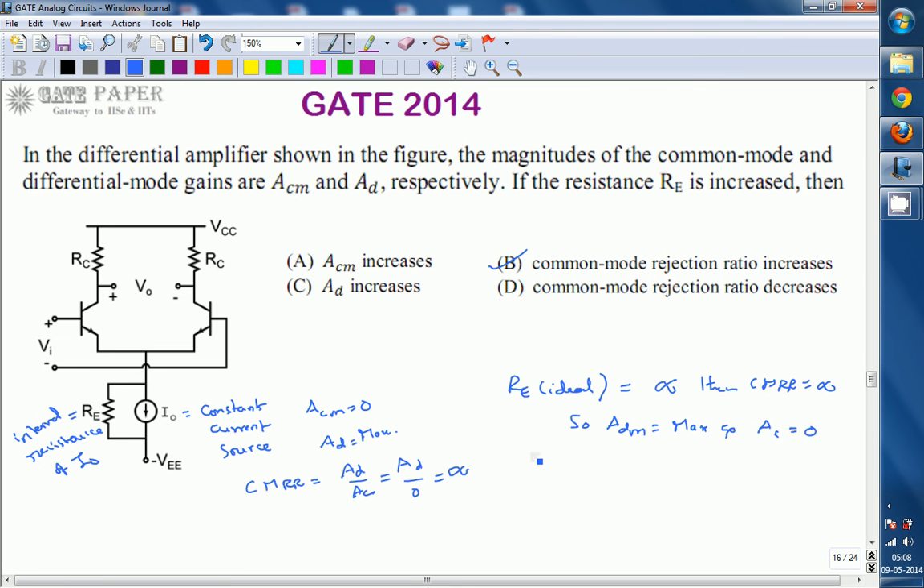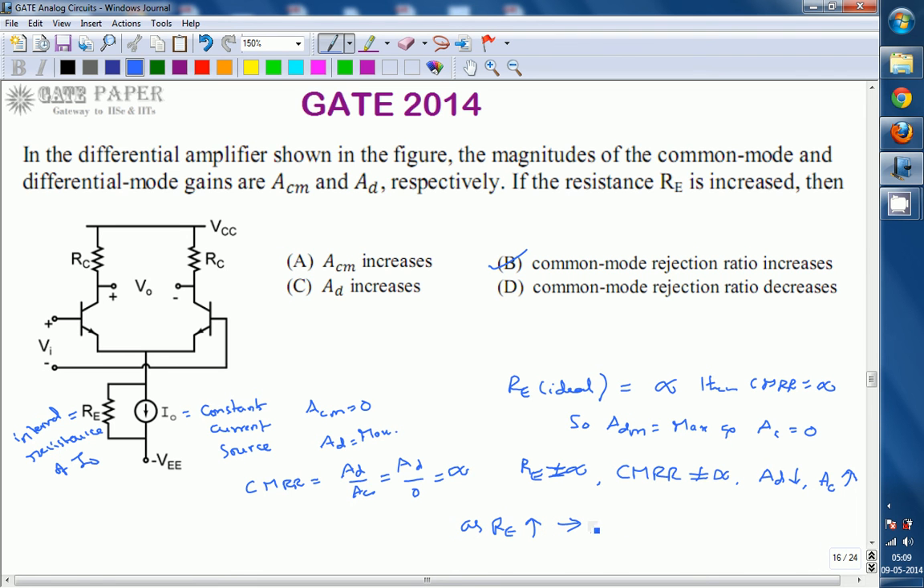But practically, a constant current source will have some internal resistance. Whenever RE is not equal to infinite, we can say that CMRR is not equal to infinite. By that time AD reduces and ACM increases. Whenever RE is infinite, this is what is happening. So as you are increasing RE towards infinite, we are achieving the ideal values.